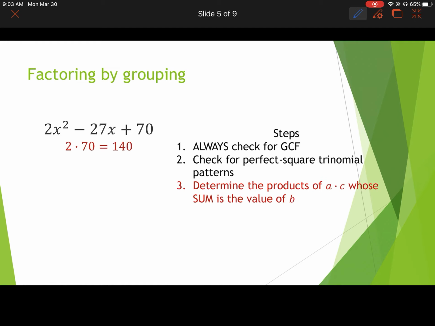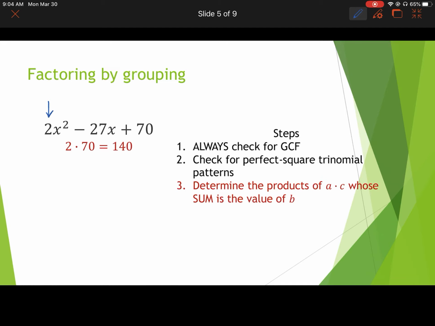As we work through these, this is going to be a very long process, but the more you do it, the faster it becomes, and you can mentally do some steps as you go rather than having to write them all out. All right, so here's how you factor by grouping when this A value is not a 1. The very first thing you should always do, I've said this before and I'll probably say it again, always check for a greatest common factor.